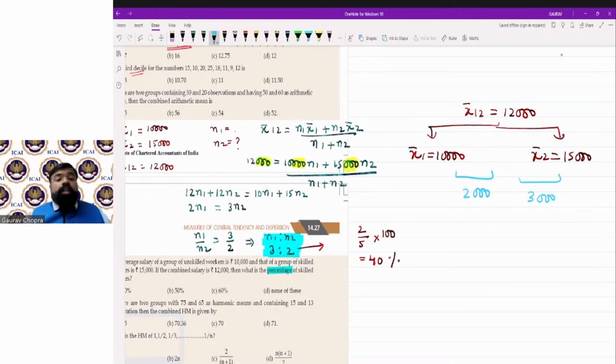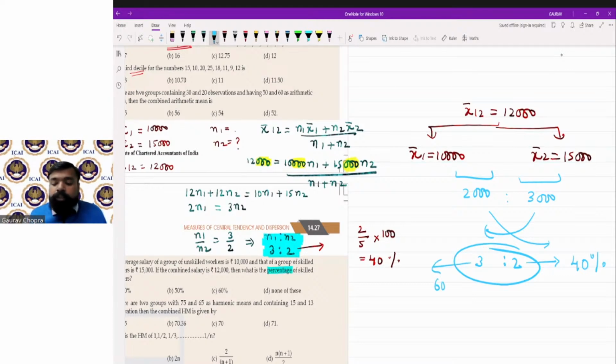The difference is 3,000. Now what you have to do? Change them. Change their position. So it will become 3:2. So you have reached the final answer 3:2, and now you can convert this into percentage, that is 40% skilled workers and 60% unskilled workers. This is the shortcut method.